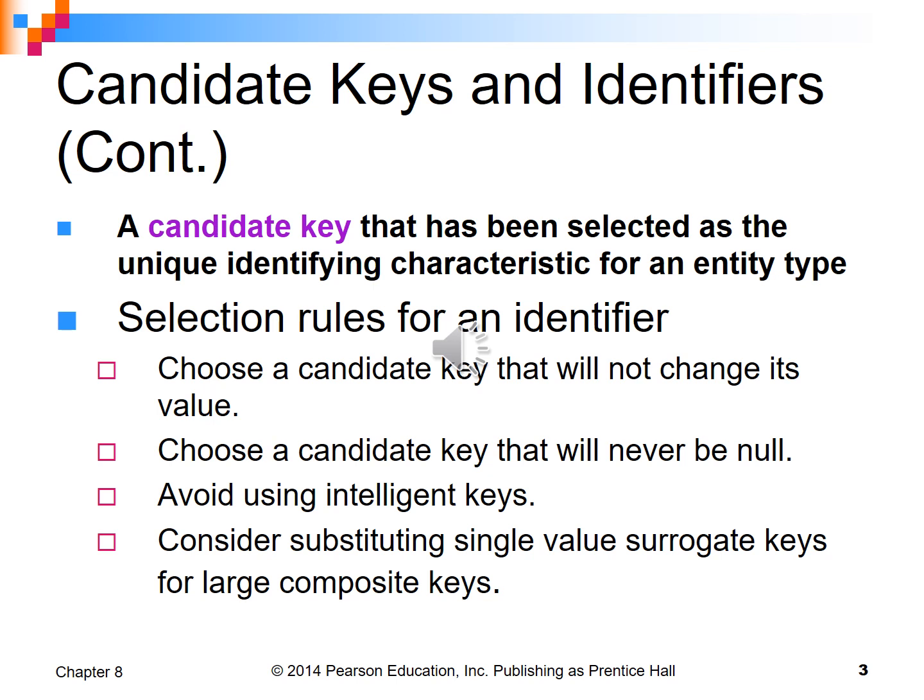Consider substituting single-value surrogate keys for a large composite key. We said, when we talk about the candidate key, it is an attribute or a combination of attributes. If that's the case, when you have two attributes which are identifying that record, we could consider them as a key. It is good to substitute these with a single value. It's like the one we saw, the name and the address of the employee, we substitute it with the employee ID.